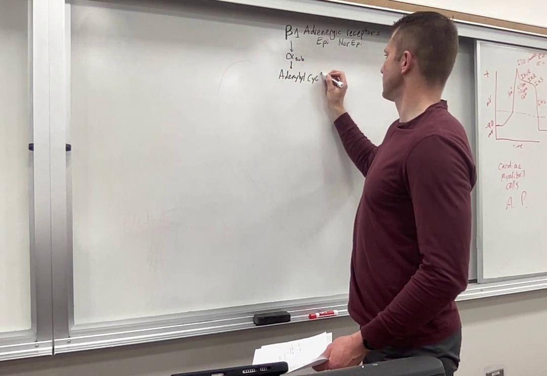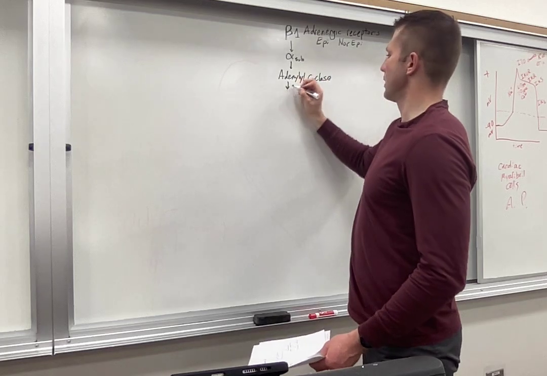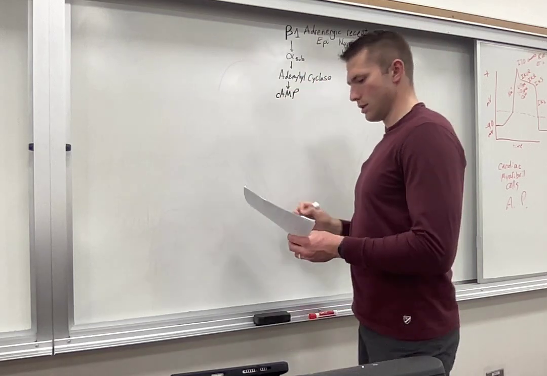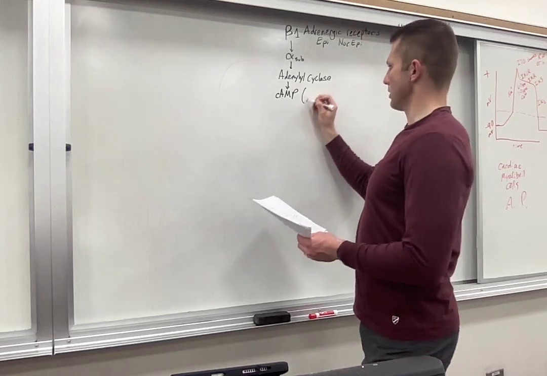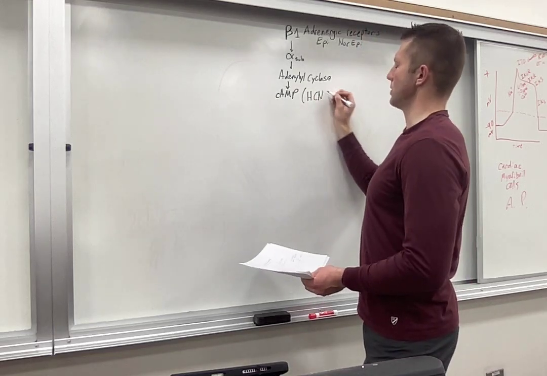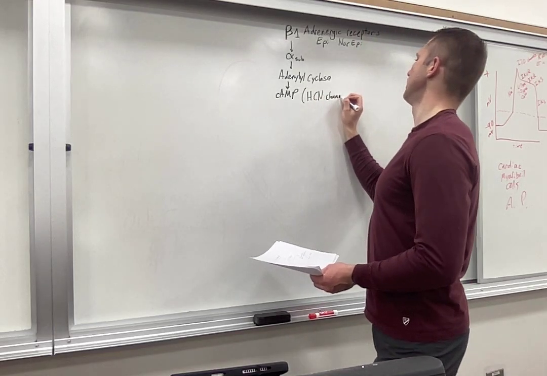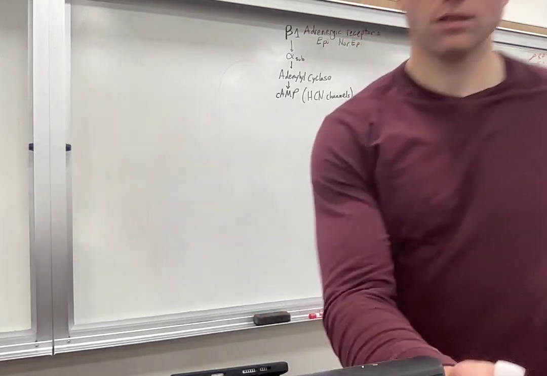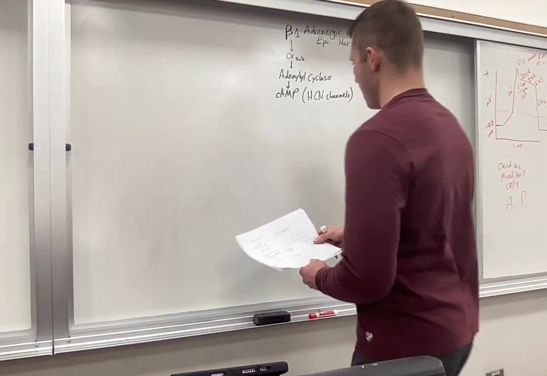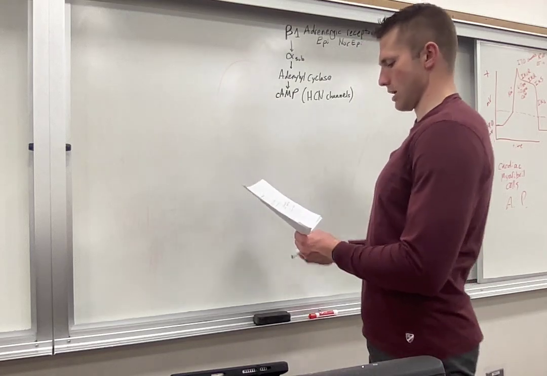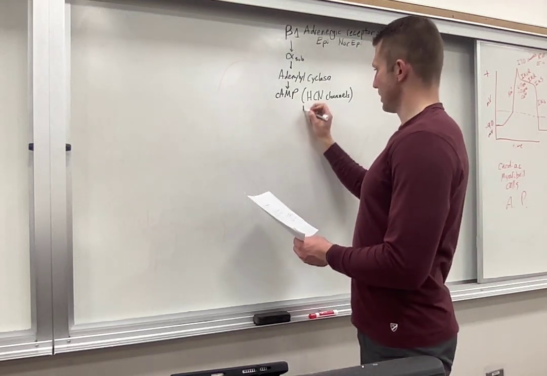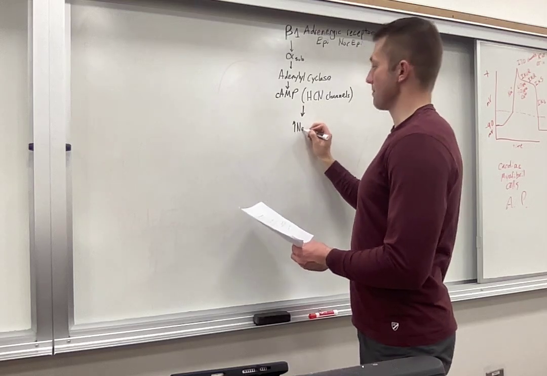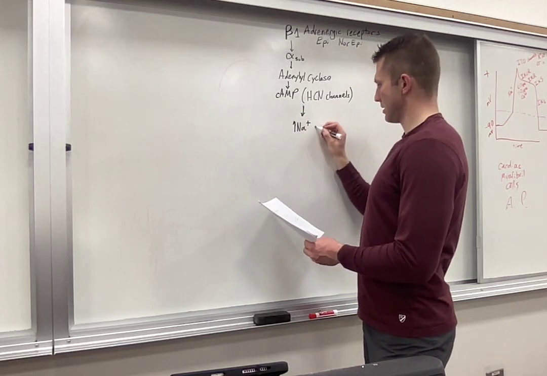Adenylyl cyclase creates cyclic AMP. And cyclic AMP finds its way to HCN channels on those autorhythmic cardiac cells, which open up the more hyperpolarized the cell gets, the more negative it gets. Well, that is going to lead to more sodium coming inside the cell.